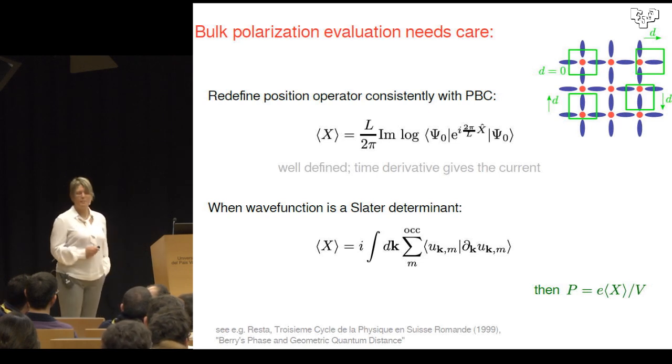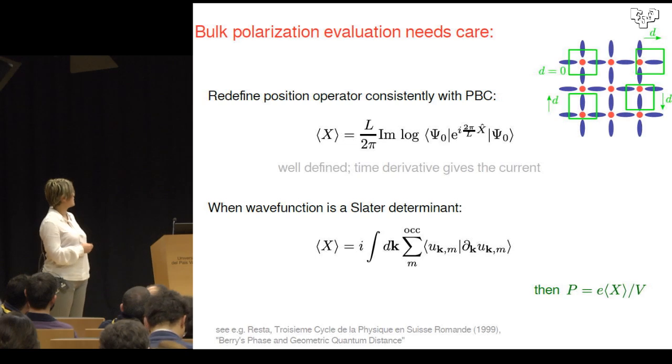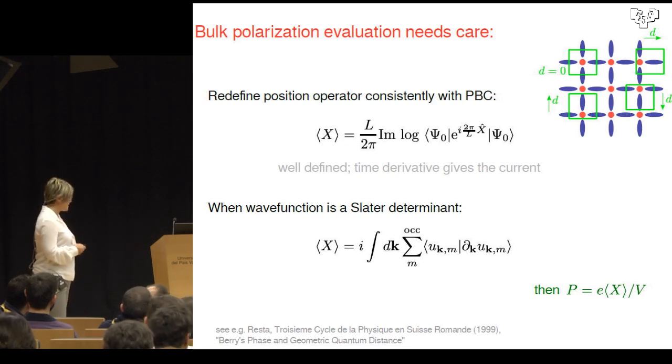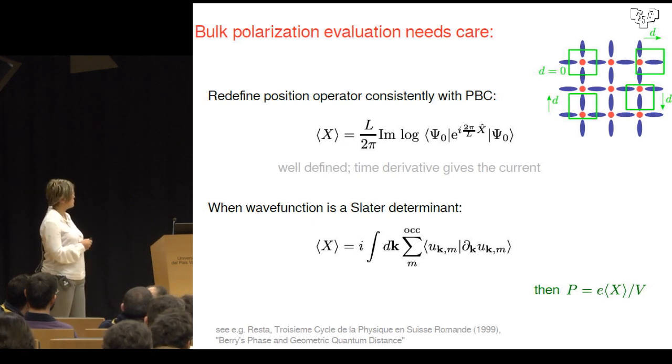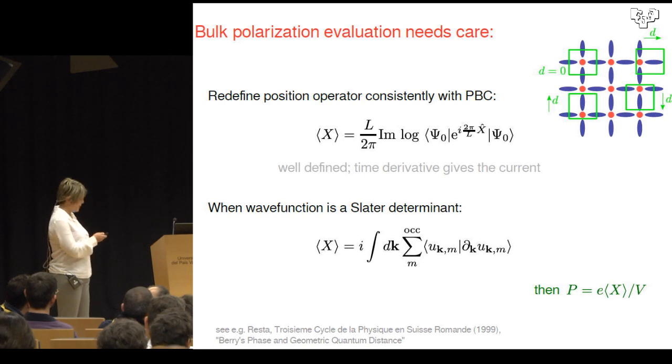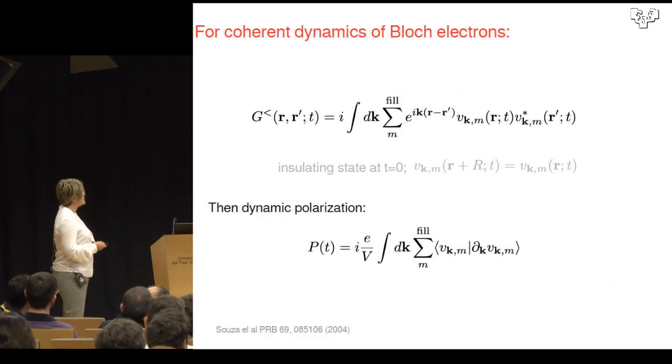Then if we manage to write our wave function as a Slater determinant, we can just get the expression that you have seen also in the previous talk for the position, and then to get the polarization, you just multiply by the charge and divide by the volume. So this is for static polarization.